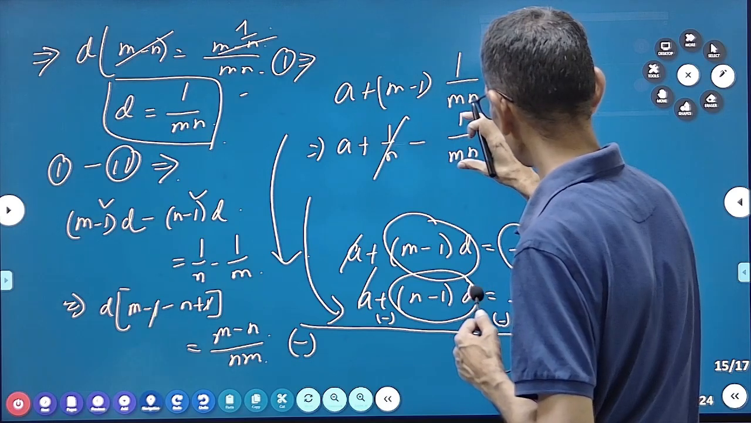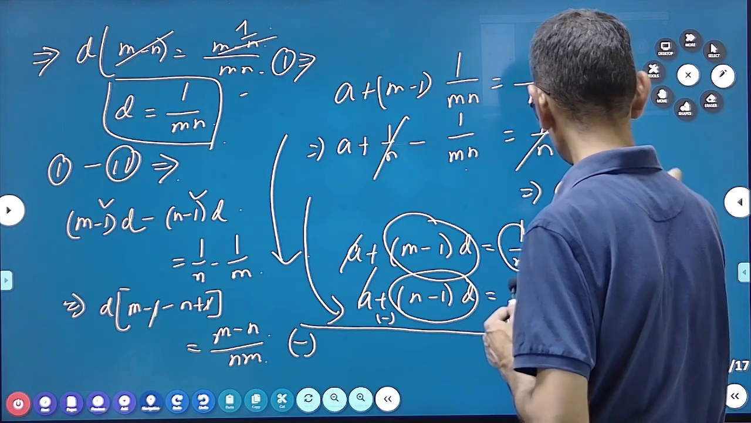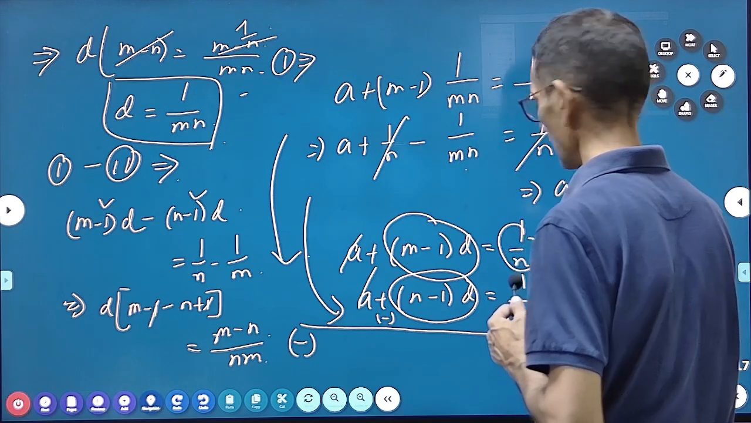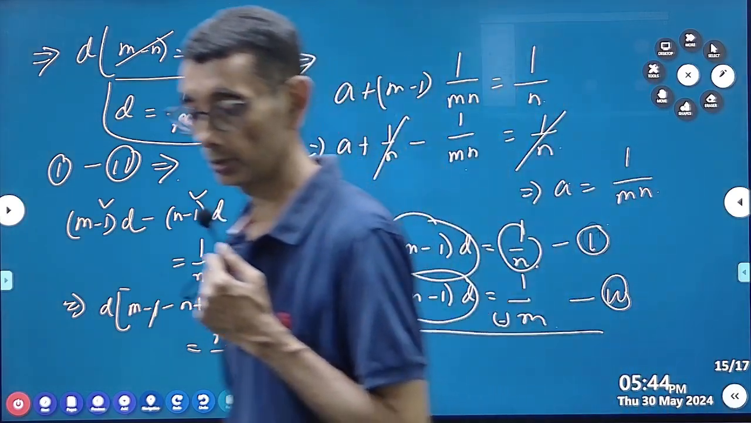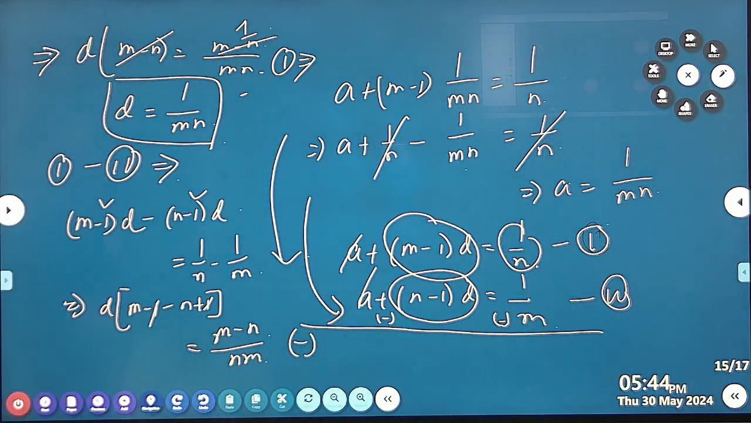1 by minus 1 by mn, we will bring this side, what will it be? So therefore a is equal to d. What did you get as the value of d? mn. So we got a is equal to 1 by mn, and therefore write a is equal to d.